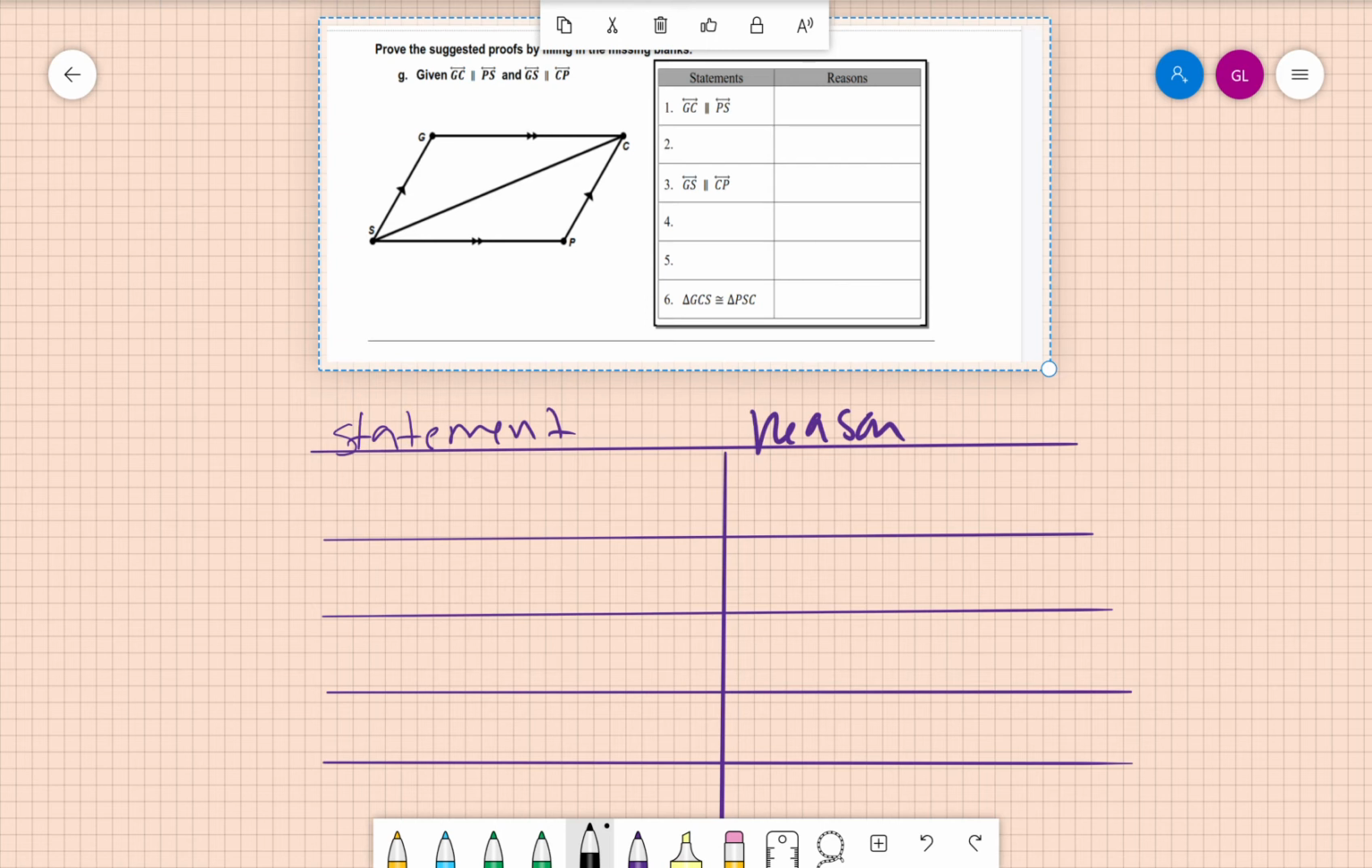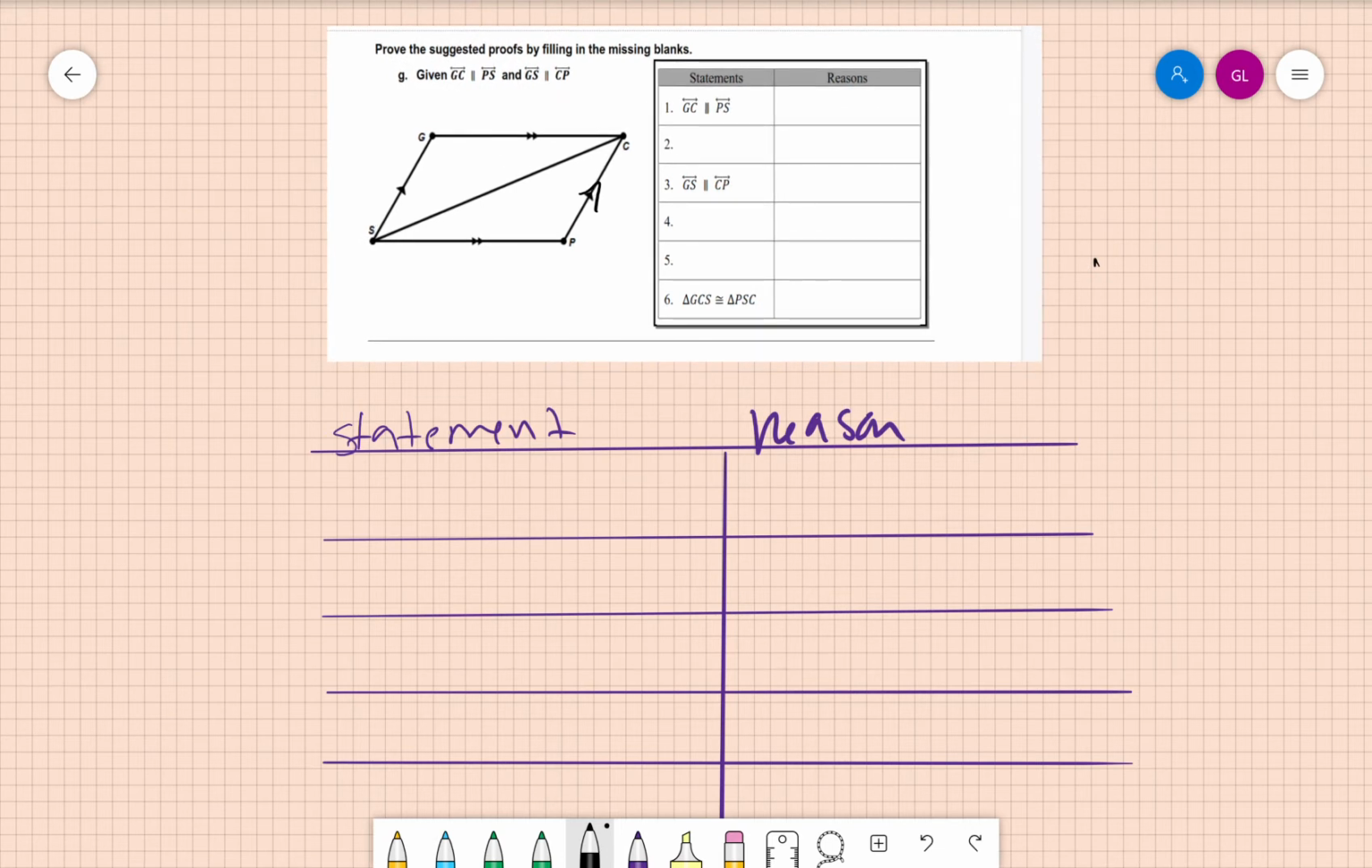Good morning again, or good afternoon now. It is now March 24th. It is 12:18 p.m. I am going to record section 1.6 problem G. Let's see how this problem goes here.